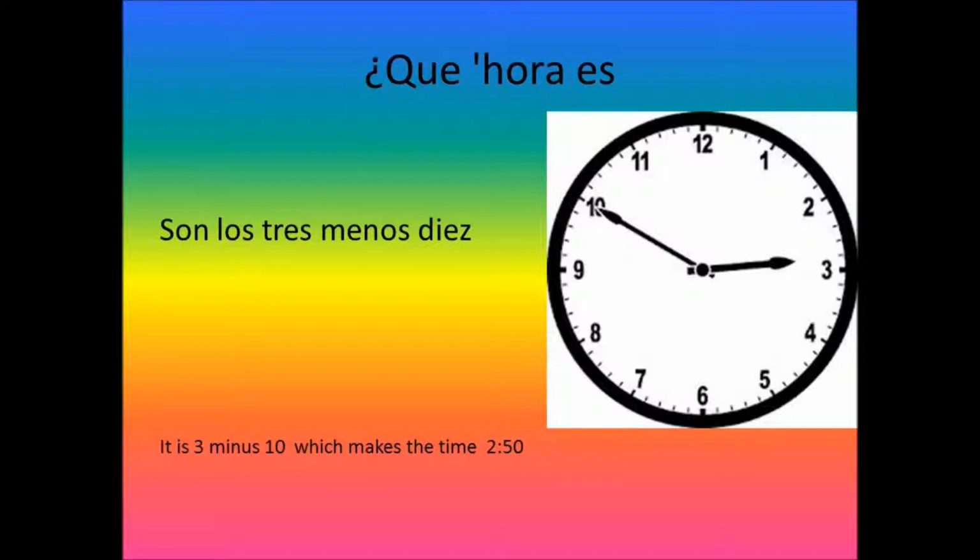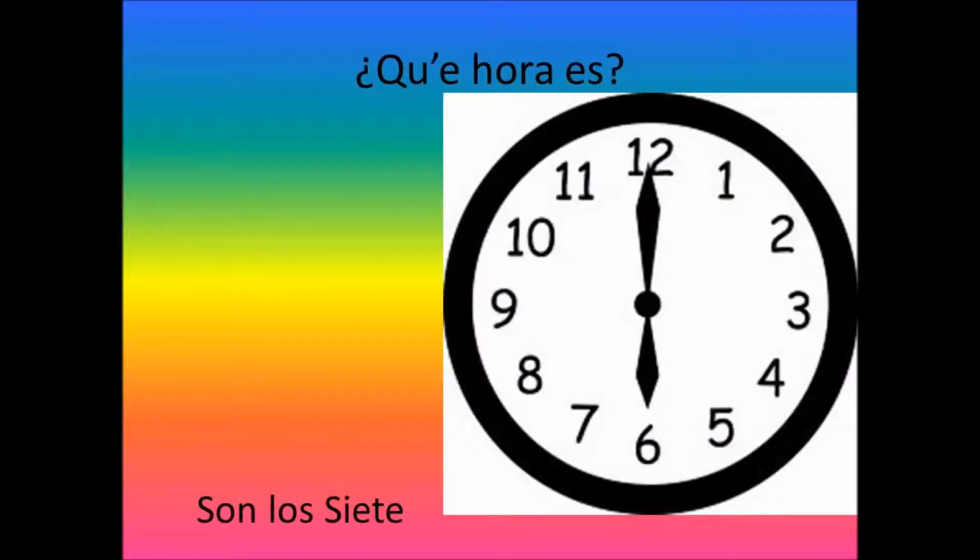In this example, the hour hand is almost on the 3 and the minute hand is on the 10. So how you would say this would be Son las 3 menos 10, which means 3 minus 10. And in English, it pretty much means it is 2:50.